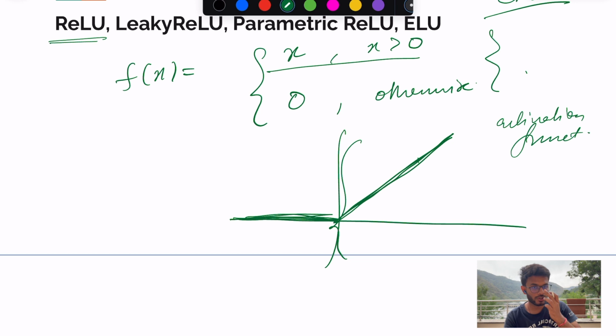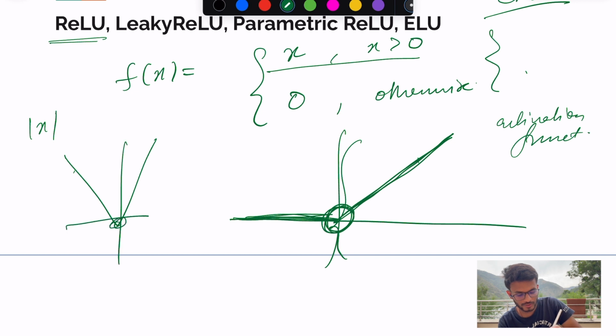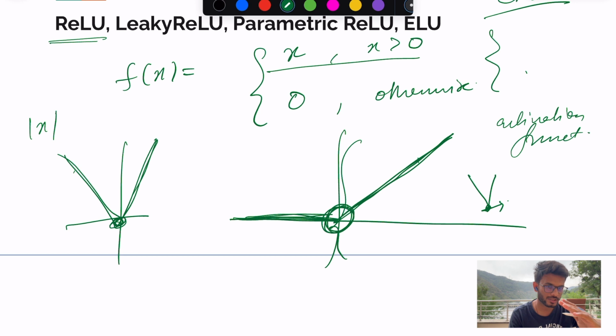Now, is it differentiable or not? If you see this particular point at 0, it's not differentiable. Take another example, the graph of mod x: mod x is not differentiable at x equal to 0. A pretty neat trick for judging differentiability is that wherever you have sharp corners, there's a very high chance, almost certainty, that the function will not be differentiable at that point. Wherever there is a peak or sharp corner, the function generally isn't differentiable. That's what happens with leaky ReLU and ReLU.